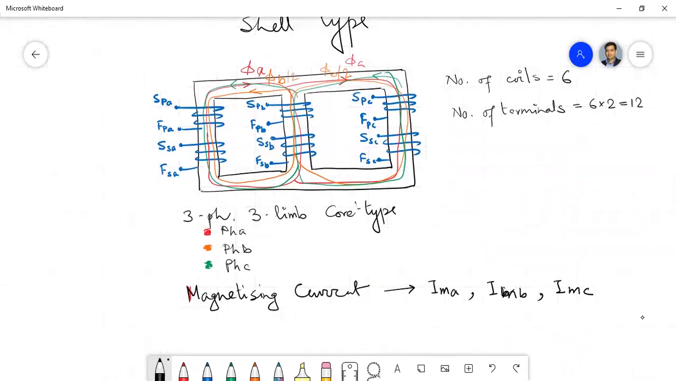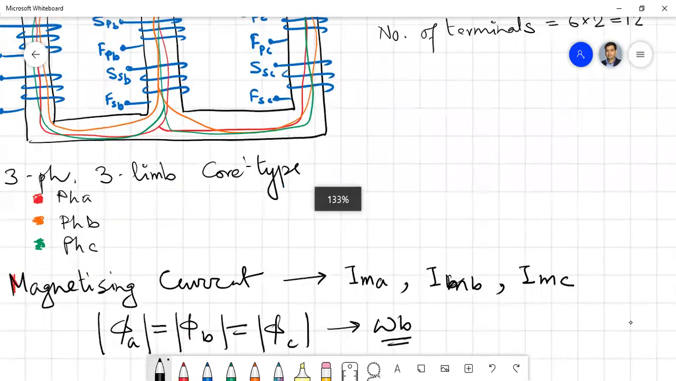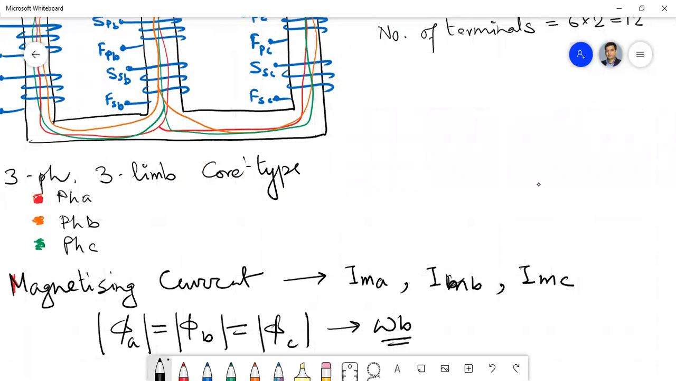Now can you tell me, if we have the same flux generated by all the three currents? The flux is the same. That means all these three fluxes are same. So phi A equals phi B equals phi C. All the three phase fluxes are same in magnitude. That means their Weber value, flux unit is Weber, so all these three flux values are same.